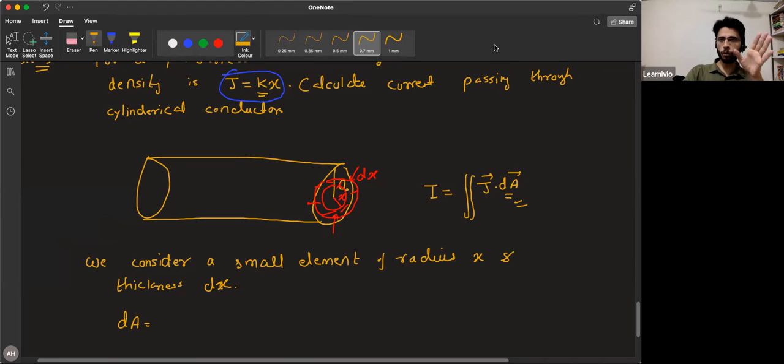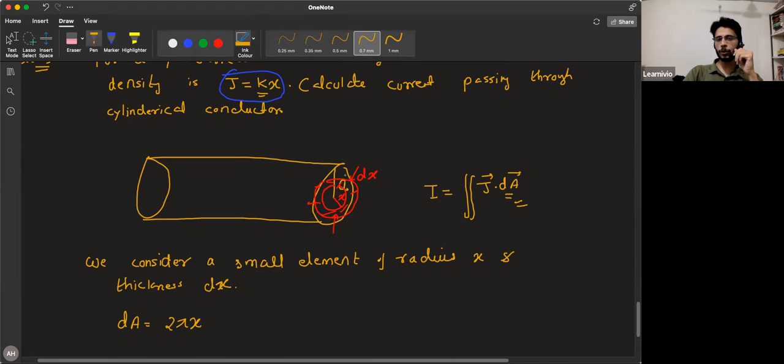Just open your mic. I need an answer from each one of you. What is the expression for the circumference of this ring? Saifullah. 2 pi r minus 4 pi r. No, 2 pi x, no? We will not deduct the area from the circumference.